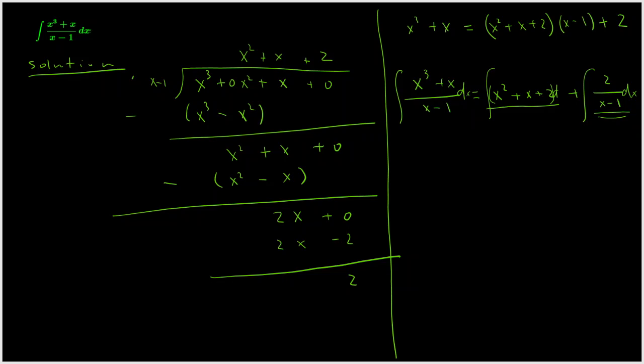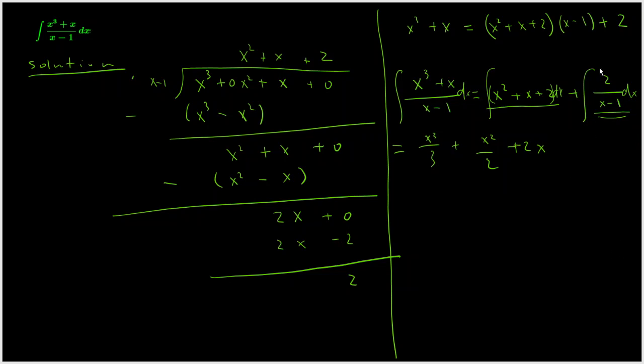Okay, now let's finish that. I will give you the complete solution to that. The polynomial should be super easy to integrate, right? Antiderivative of x squared, you have x cubed over 3, right? And the antiderivative of x, you have x squared over 2. Antiderivative of 2, you have 2x.